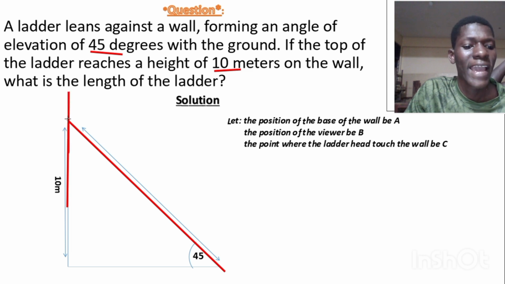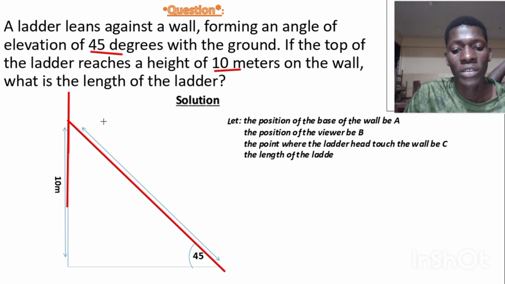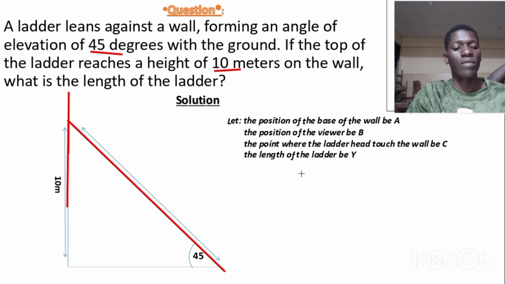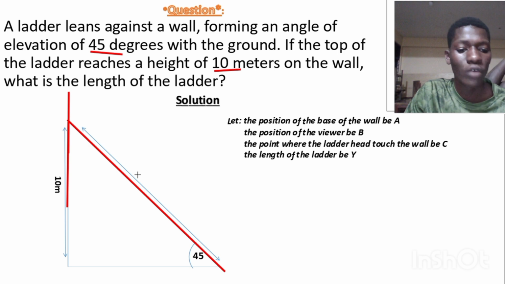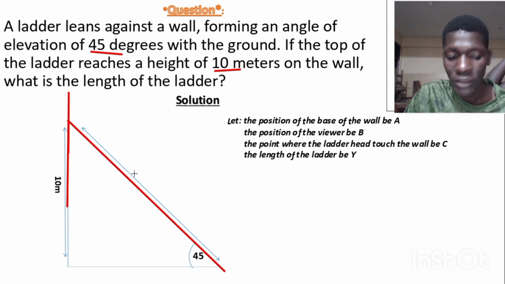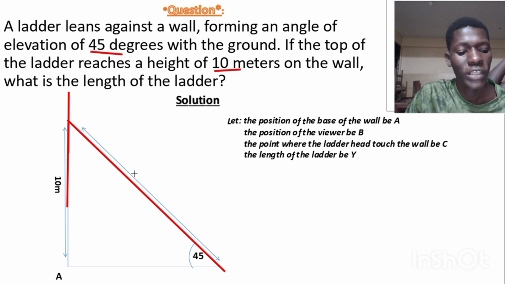So from here to this place is the 10 meters. So we'll put C here. The length of the ladder 2 is what we are looking for, so we must represent it by a variable so that we can work with it. So we will let this one be y. We put A here, put B here, put y here, and put C here.